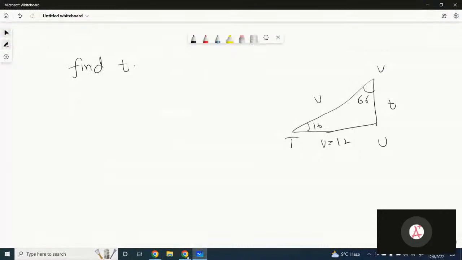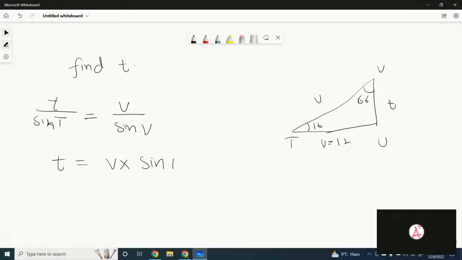Okay, so we can use T over sine of angle T, and V divided by sine of V. Got it? Because you are given angle T and V, so you have to find this V. It is V times sine T divided by sine V. Got it?